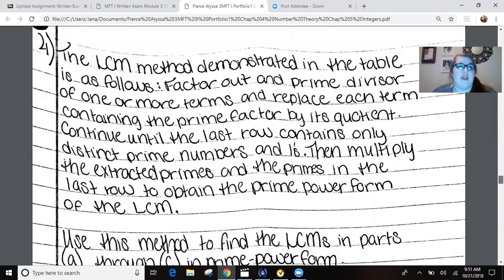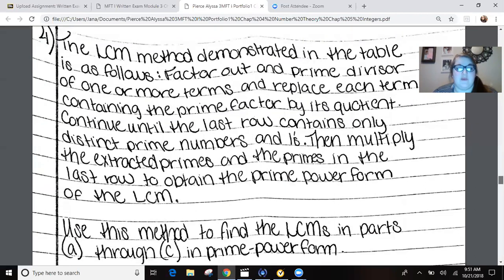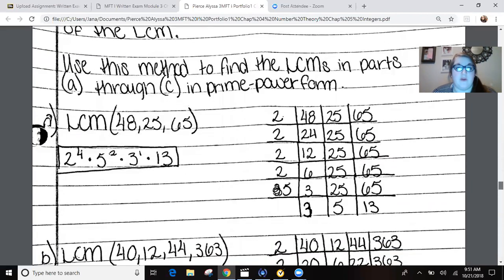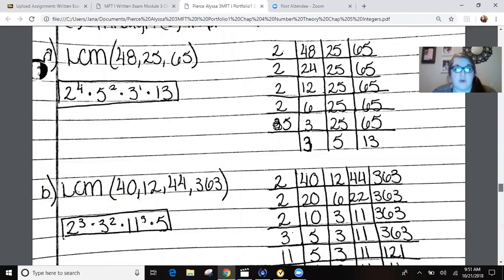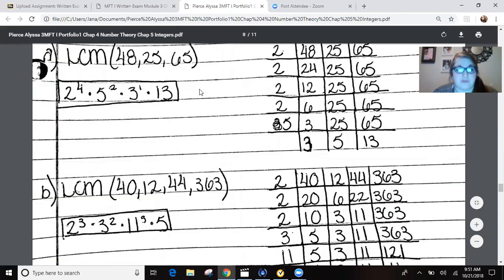So for number 4, we have the LCM method demonstrated in the table as follows. Factor out the prime divisor of one or more terms. Replace each term containing the prime factor by its quotient. We're to do this from A through C. So what we have here is our table. Our LCMs given are 48, 25, and 65. So those are written right here.